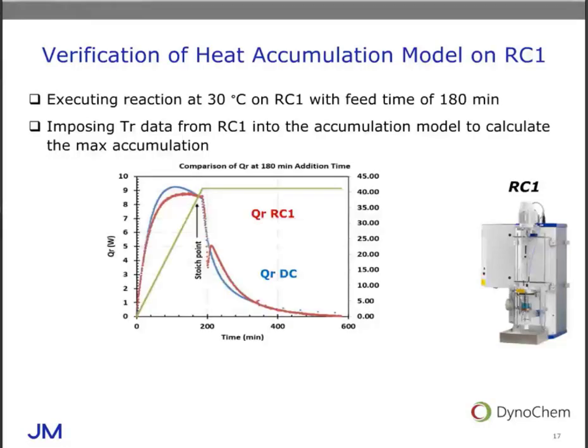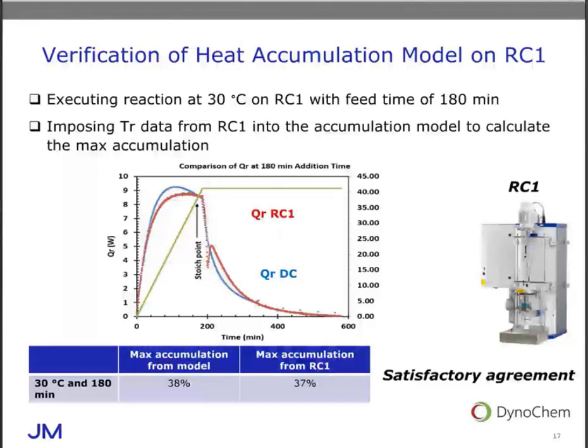As shown here, I'm showing the QR curve constructed by the Dynochem model, and the red curve is the QR curve obtained from RC1. For the maximum level of accumulation at the equivalent point, the Dynochem model is in good agreement with the actual accumulation measured by RC1. Therefore, we think the accumulation model can give us a satisfactory prediction even in a larger reactor.